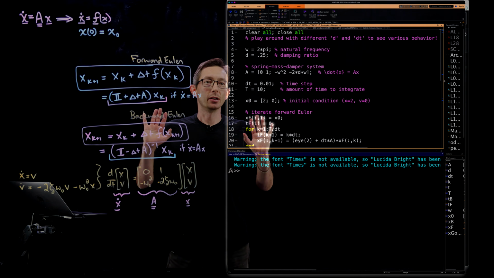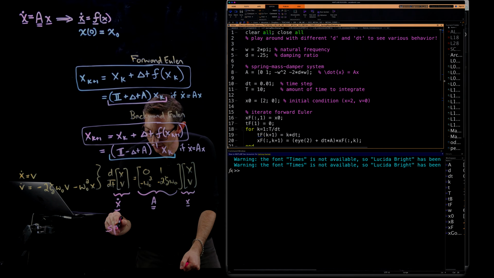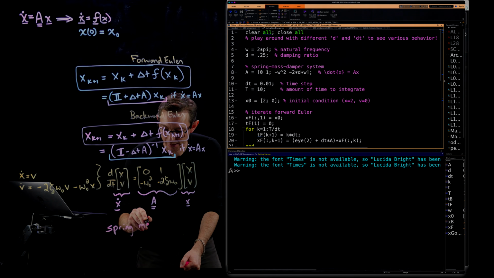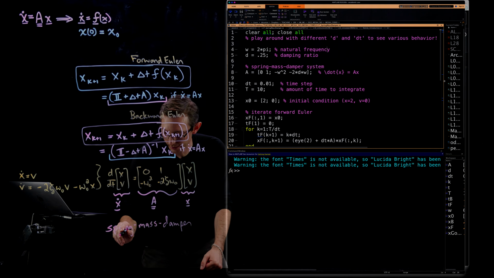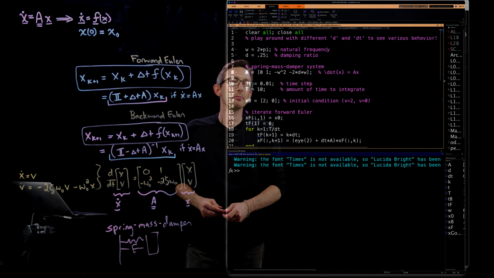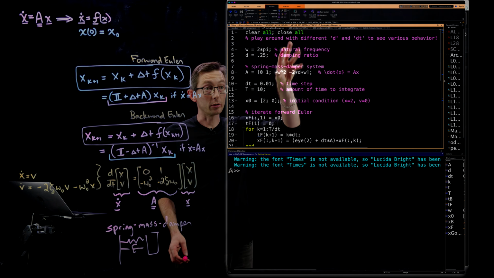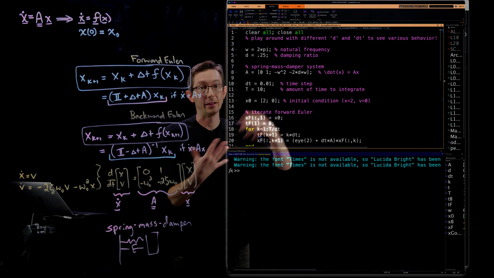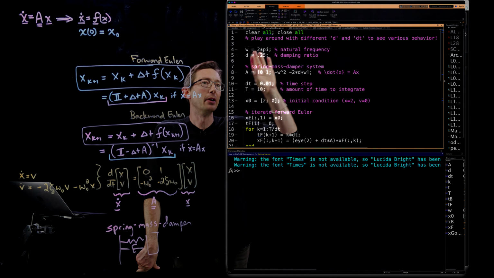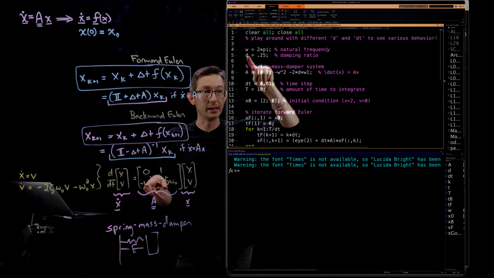Okay, so we are simulating this spring mass damper system. I erased the little diagram there, so it's just my mass on a spring with some damper. And we're going to do this in MATLAB and then in Python. I've actually already coded this up. I'm going to put a link to the code in the description, both in MATLAB and Python, so you can follow along. Basically, we've picked some natural frequency omega and some damping ratio.